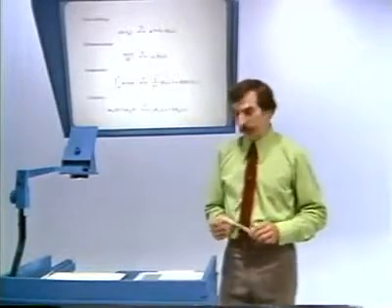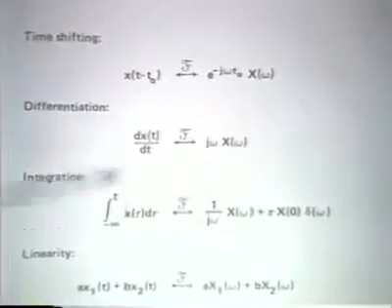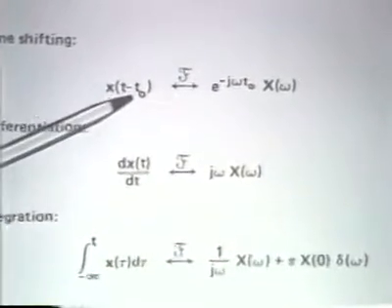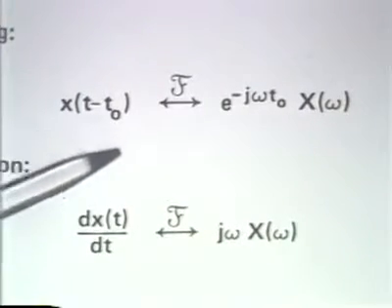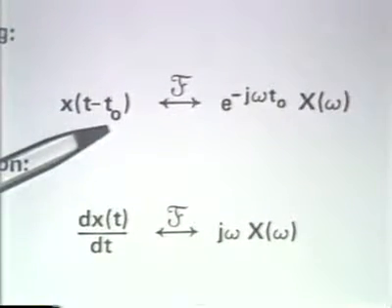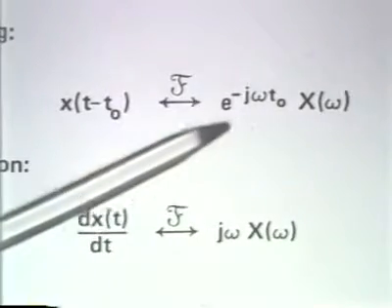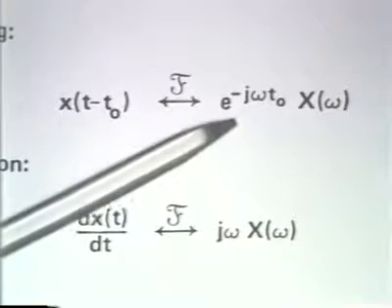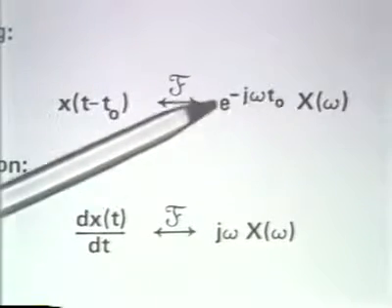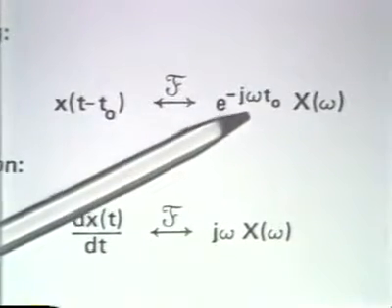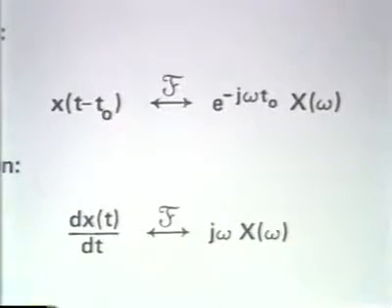Well, the first property that I have listed here is what's referred to as the time-shifting property. The time-shifting property says if I have a time function with a Fourier transform X of omega, and I shift that time function in time, then that corresponds to multiplying the Fourier transform by this factor. Now, as you examine this factor, you can see that it has magnitude unity, and it has a phase which is linear with frequency with a slope of minus t0.